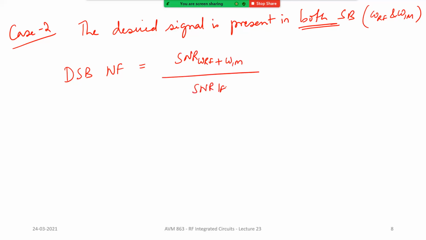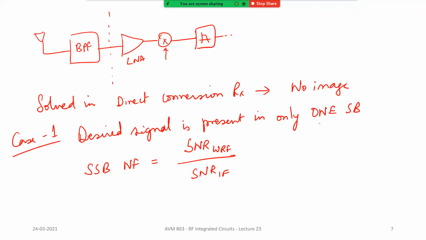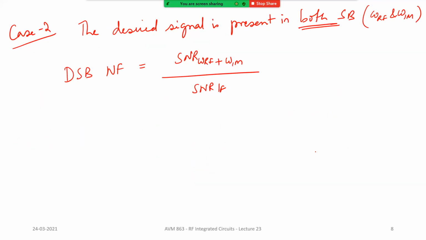If you compare these two noise figures, the SSB noise figure and the DSB noise figure, of course you might come back and ask, how will you have information or desired signal in both the image and the RF, at both frequencies? There are, I think, maybe one or two modulation schemes where you might have something like that.